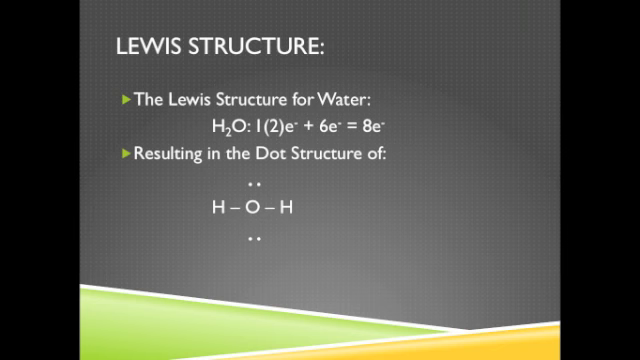The Lewis dot structure for the other reactant, which is water, comes from hydrogen, which has 1 valence electron. Having 2 of those plus 6 valence electrons from oxygen results in 8, which is shown here in this dot structure.